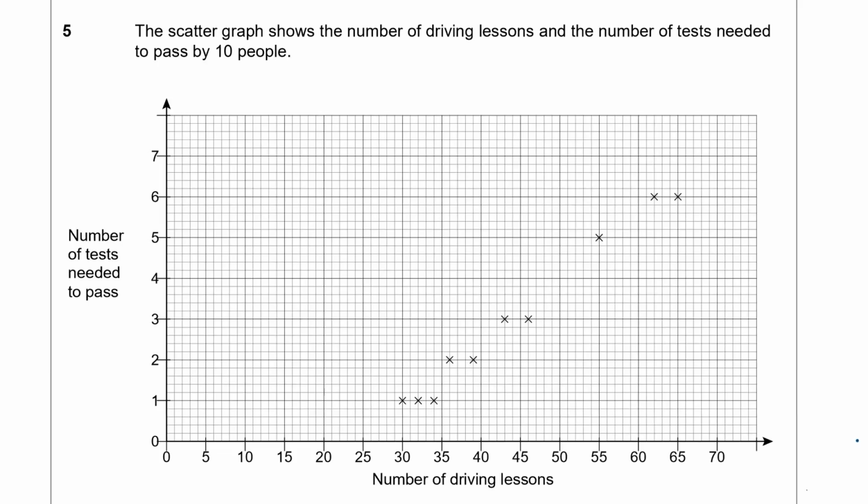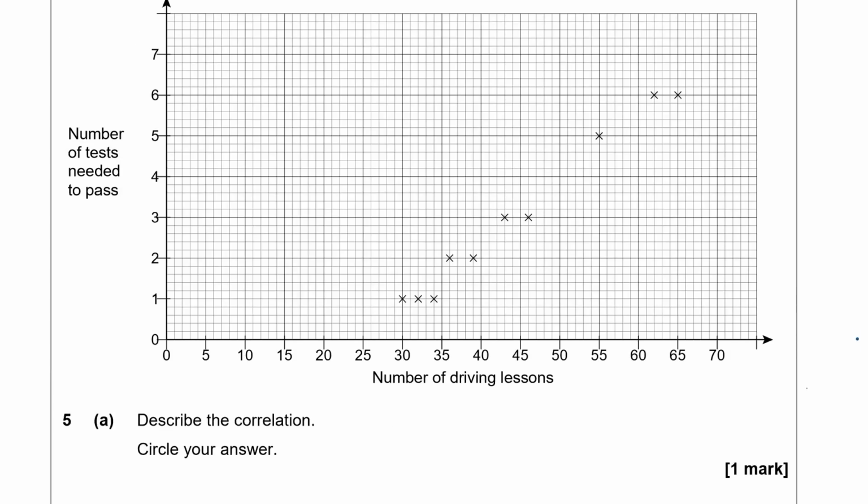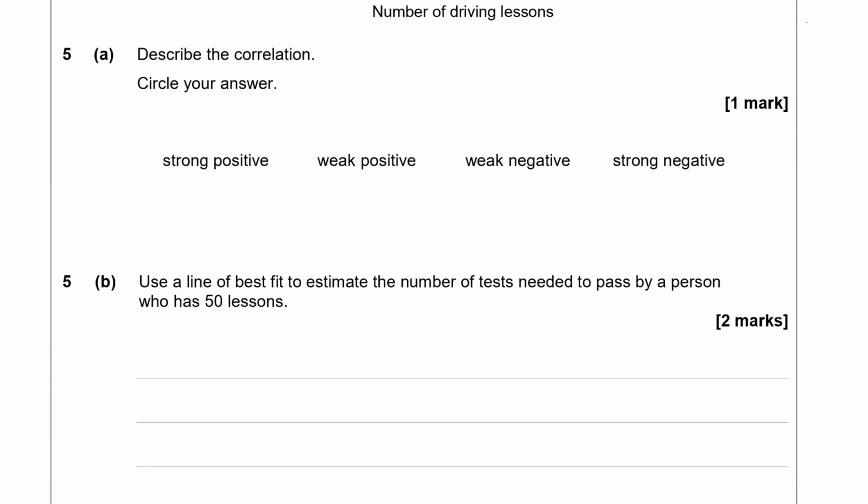Question 5 is about this scatter graph, which is showing the number of driving lessons that 10 candidates have against the number of tests they needed to pass. So you can see from here that as the number of driving lessons is increasing up the scale, so is the number of tests. So we clearly have strong positive correlation here. In the questions we're going to be going on to ask about that, so I can already say that correlation is strong positive.